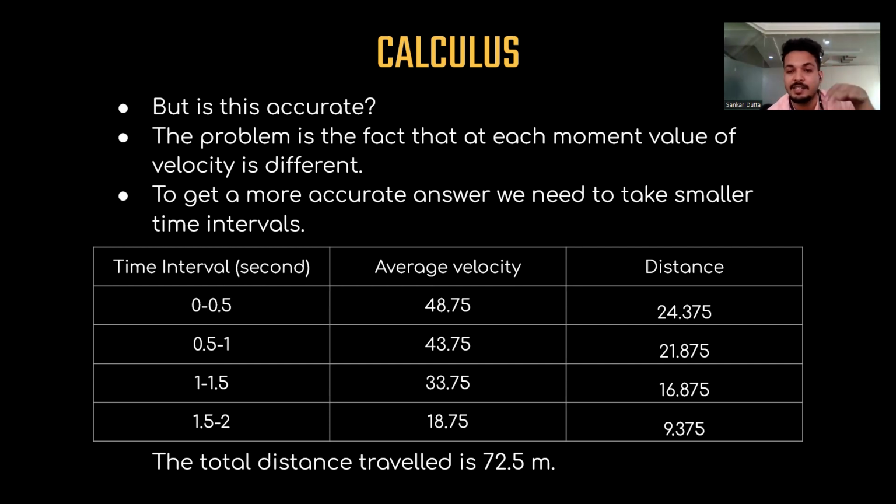So this is slightly more accurate than the previous answer, but it is still not accurate, because from 0 to half a second, you have still assumed the velocity is constant at how much? At 48.75 meter per second. So you have still assumed that in this portion the velocity is constant, but the honest thing is that the velocity is never constant. It is changing at every millisecond. It is changing because it is a function of time.